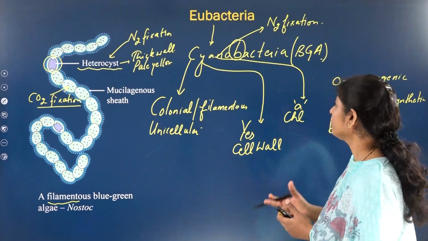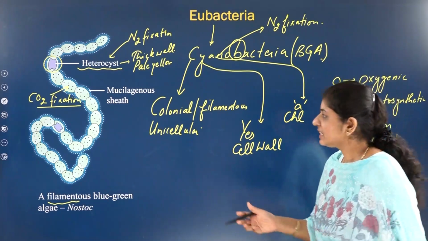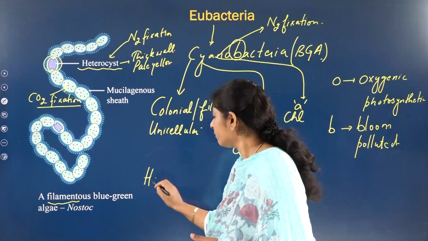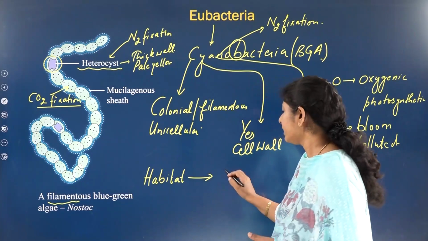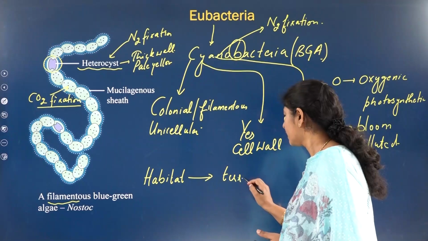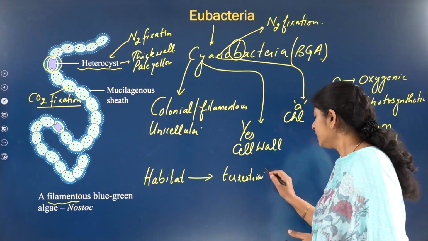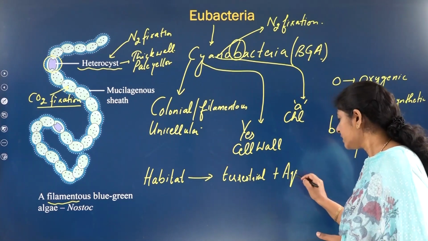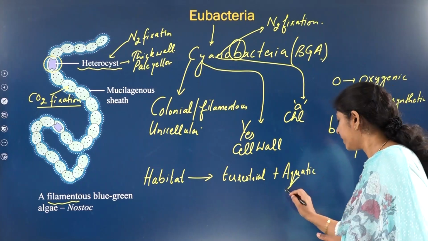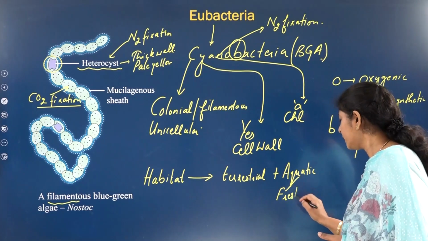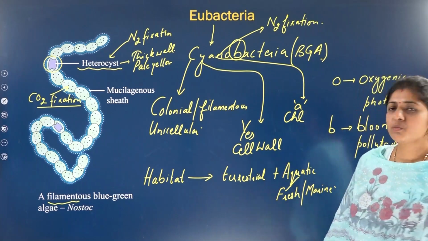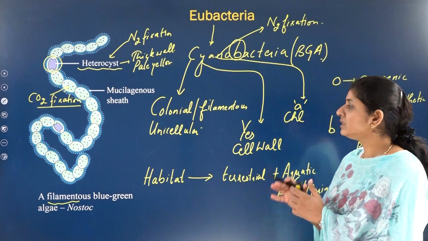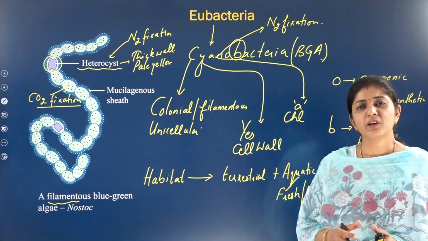Now, apart from all these things, can I say the habitat where they are living? Based on their habitat, they can be terrestrial and even aquatic. If it is aquatic, it can be fresh water or even marine water. Are you getting this point? So, these are the general features of the cyanobacteria.